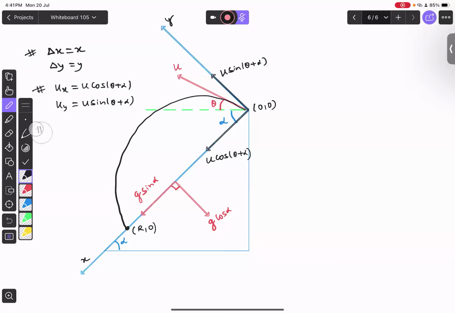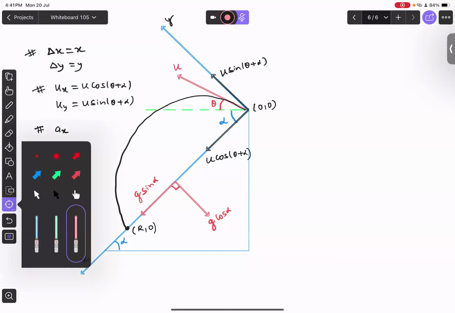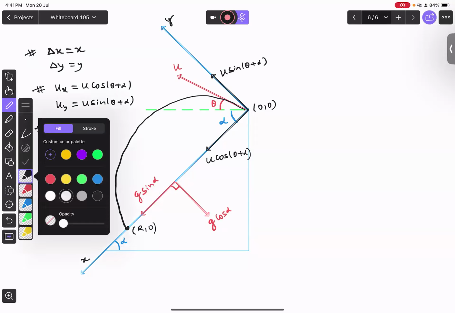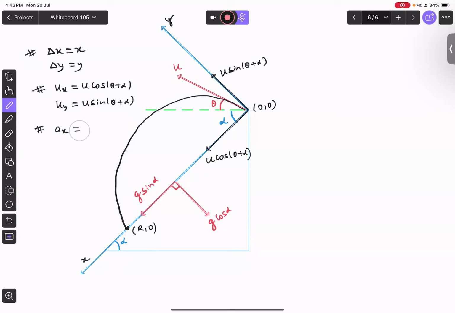What is the ax we are going to have? In this case, down the inclined plane is our positive x, correct? Down the inclined plane, this way is our positive x. So the component of g is down the inclined plane only, which is g sin alpha. So ax will be, in this case, plus g sin alpha.